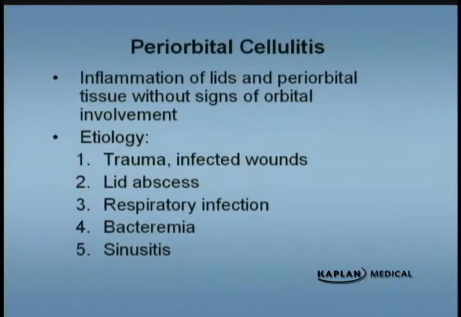Inflammation of the lid and the periorbital tissue is what causes periorbital cellulitis, and it doesn't actually affect the eyeball itself. This can occur after trauma, a scratch, a scrape. It can occur from an infected wound or lid abscesses. You can also get it from respiratory infections or even a sinusitis. All of these can cause periorbital cellulitis.